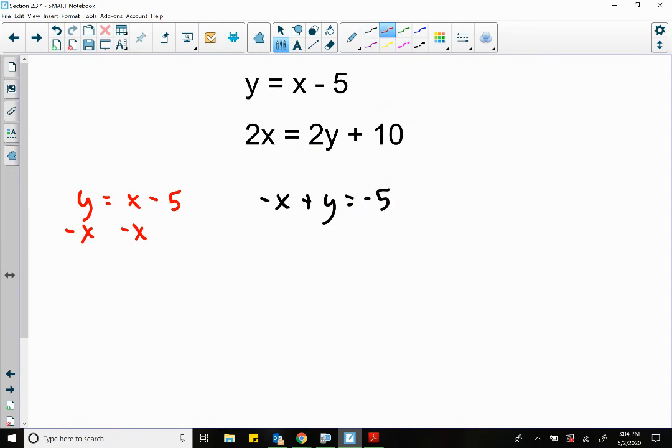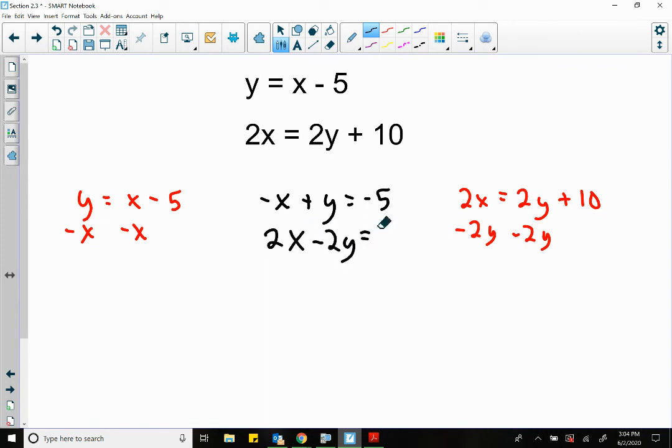Then down below here, in order to fix this, I need to move the Y away from the 10 because I need X and Y on the same side. So I'm going to subtract 2Y. So that gives us 2X minus 2Y equal to 10. And notice I have the X's lining up and the Y's lining up. Go ahead, pause the video, and now do elimination on this. Although I wouldn't have done elimination, I would have done substitution because it would have been faster. But that's neither here nor there. And go.